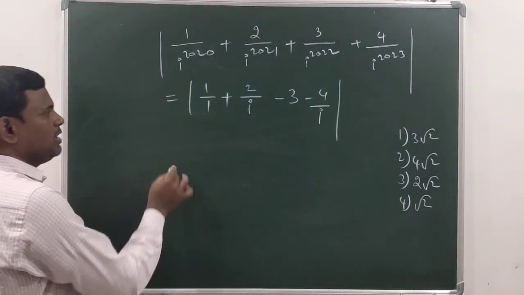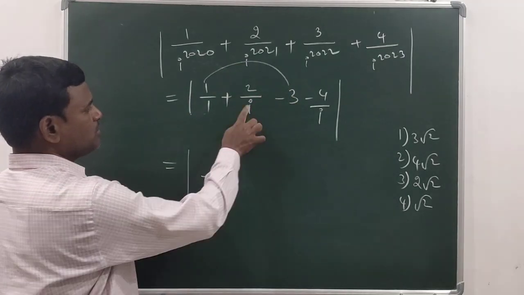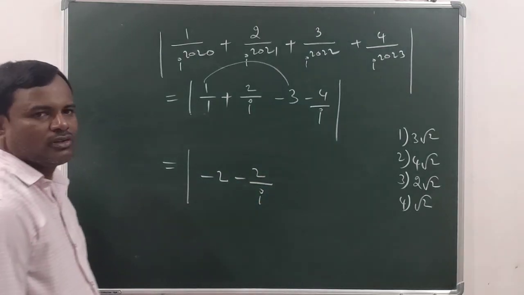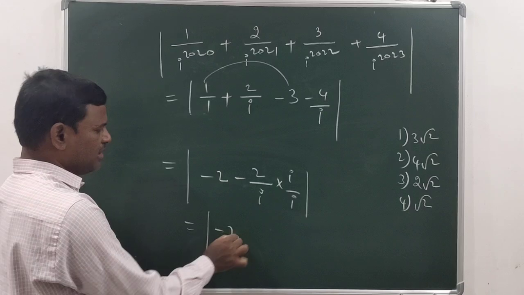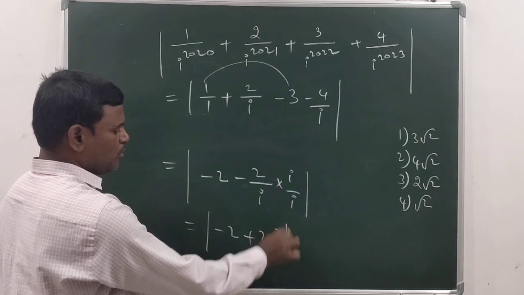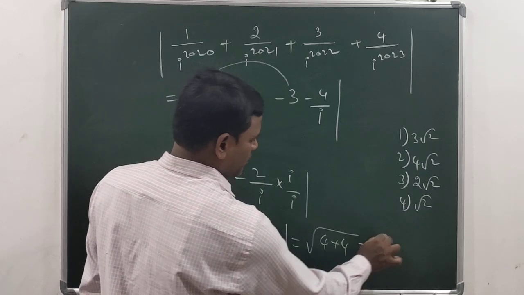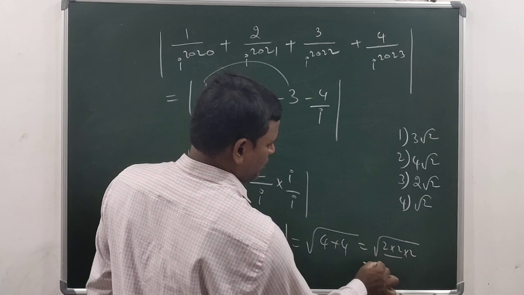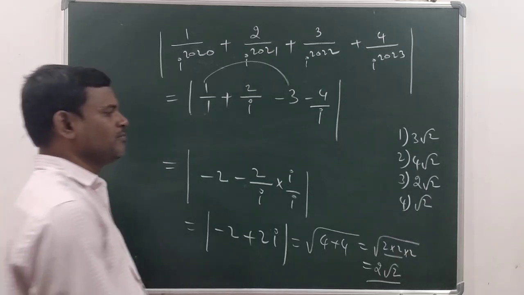Now get the sum of these two, minus 2. Get the sum of these two, minus 2 by i. So multiply numerator and denominator with i, so that you will get minus 2 i, since i square is equal to minus 1, minus into minus plus 2i. Now find their magnitude: 4 plus 4, root 8. Root 8 can be written as 2 into 2 into 2, so from these two take 2 common. 2 root 2 is your required answer.